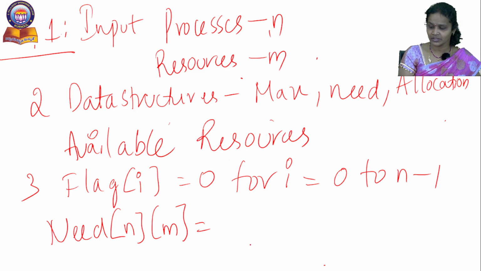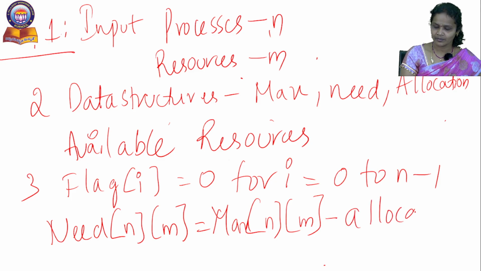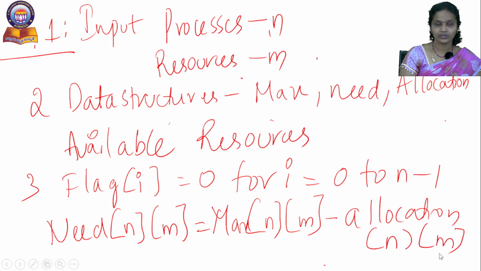We have already seen in the example how we are going to calculate that, and the formula for that is max n of m minus allocation n of m. So this is the third step. Whatever procedure we have done there, we are writing the same thing in the form of the algorithm.